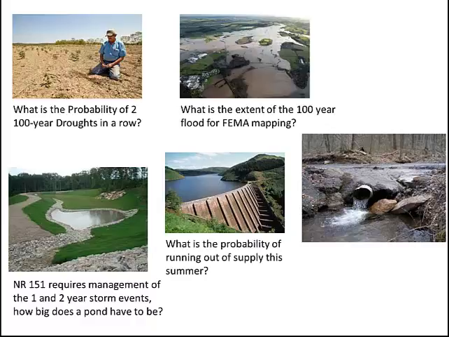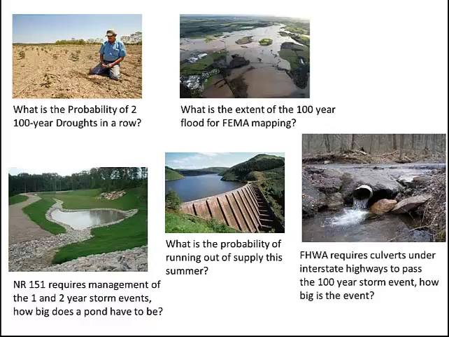We might want to know what's the probability of running out of water supply this year. So just like the probability of droughts, we might be concerned that we don't have enough water in our reservoir. And you can think about current events out on the West Coast, the severe droughts that are happening out there now in 2015.